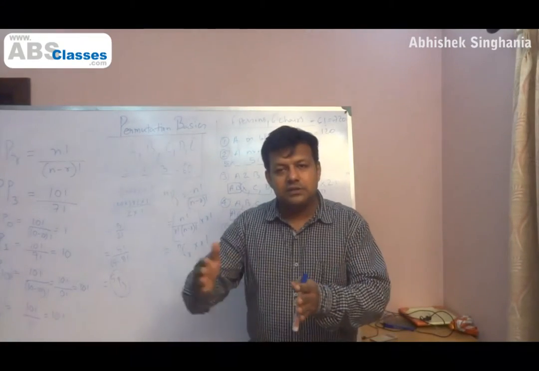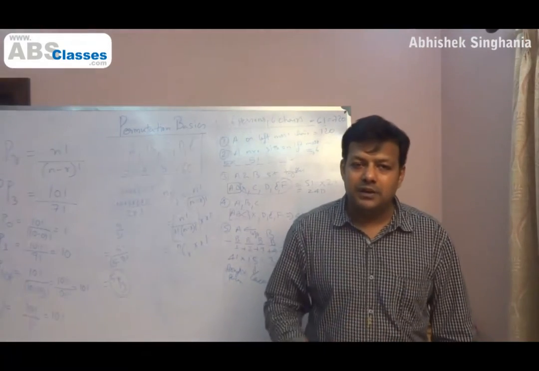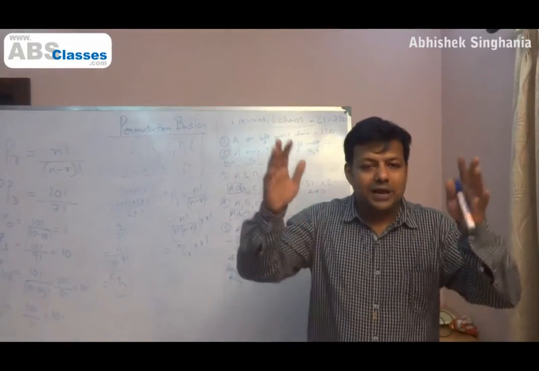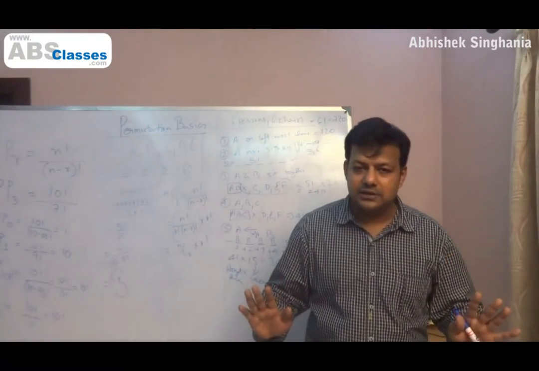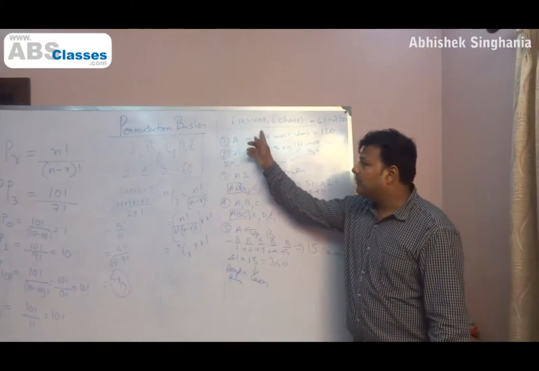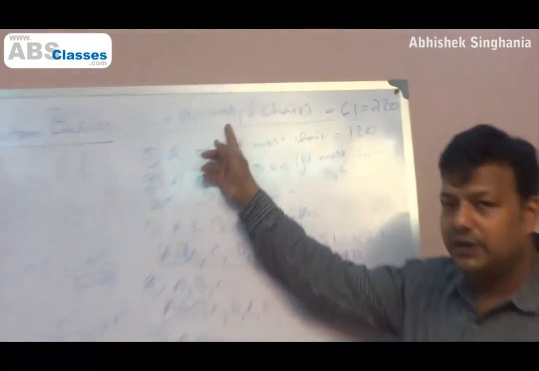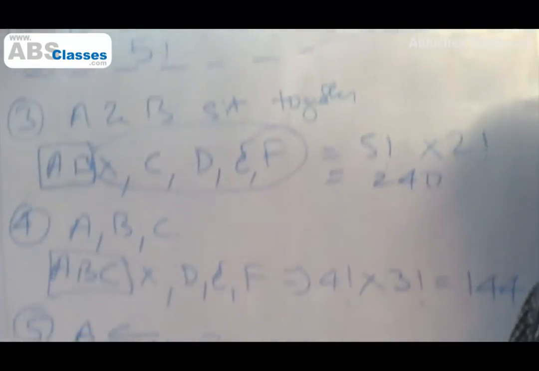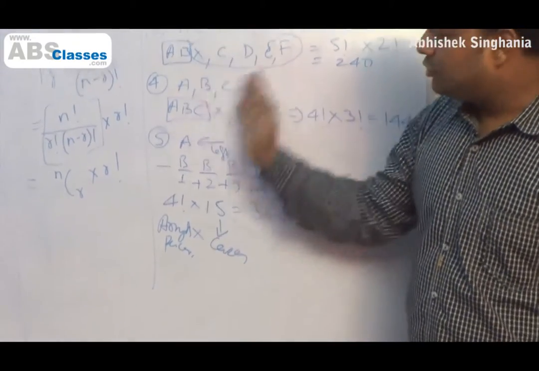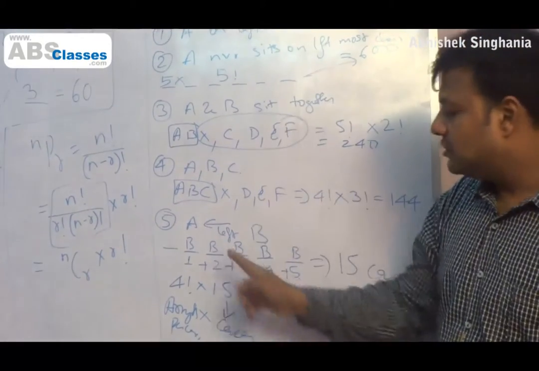So the number of ways in which A can sit to the left of B should be equal to the number of ways in which A can sit to the right of B, which means A to the left of B plus A to the right of B should add up to all 6 factorial cases. So in how many ways can A sit to the left of B? Total number of cases, 6 factorial, 720 cases divided by 2. A to the left of B and A to the right of B are equal to each other, and both of them together add up to 6 factorial or 720. So the answer should be 360.